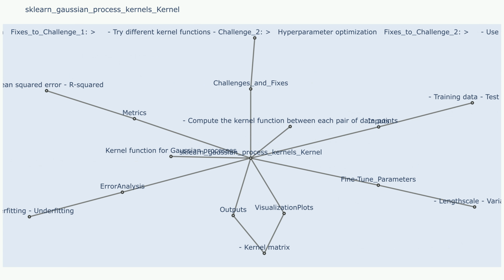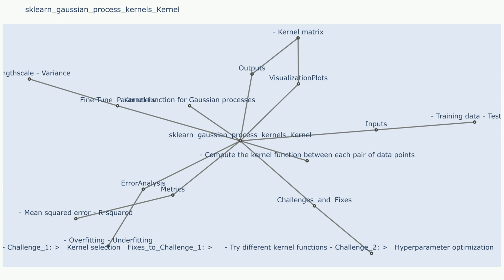Inputs. X. This is the input data. Usually a 2D NumPy array where each row represents a data point, and each column represents a feature. Y. This is the target data. Typically a 1D NumPy array representing the corresponding outputs for each input data point.